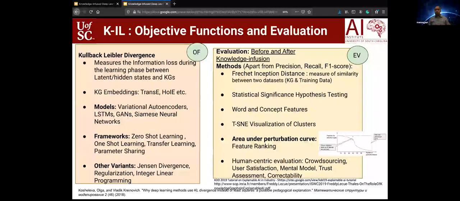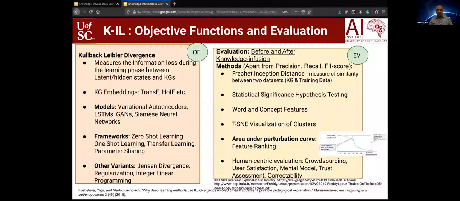So in all this process of semi-deep infusion, and in semi-deep, shallow and deep, what are the basic objective functions and evaluations being used so far? So the objective function, as I said, right now is pretty much the KL divergence, which is being used tremendously in variational autoencoders, LSTMs, GANs, and Siamese neural networks, and in various frameworks like zero-shot learning, one-shot learning, transfer learning, and parameter sharing. And you can use other variants of KL divergence, such as Jensen-Shannon, depending on the similarity, based on the symmetric and anti-symmetric nature of your problem.